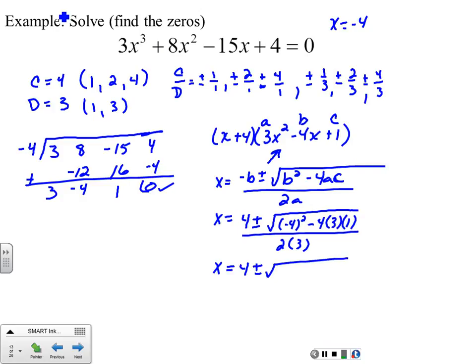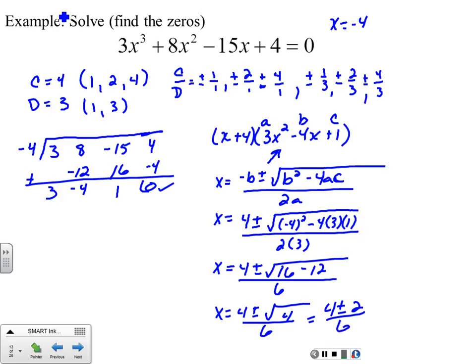So underneath, we're going to have 4 plus or minus the square root. -4 squared is going to be 16. -4 times 3 times 1 is going to give me -12, all over 6. So we have 4 plus or minus the square root of 4 over 6. So we have 4 plus or minus 2 over 6.